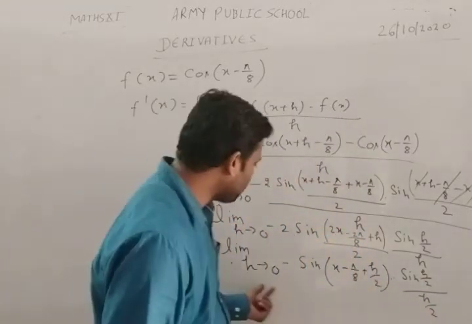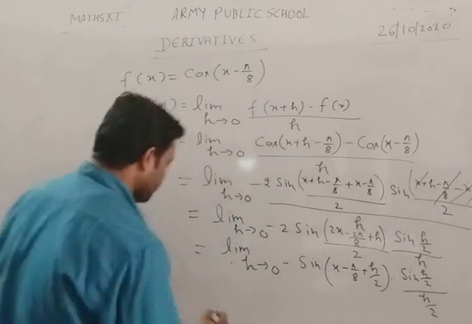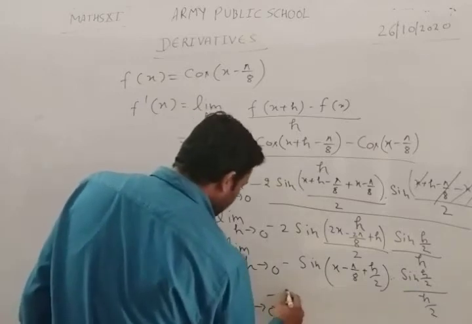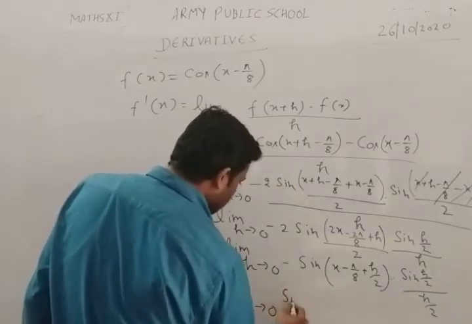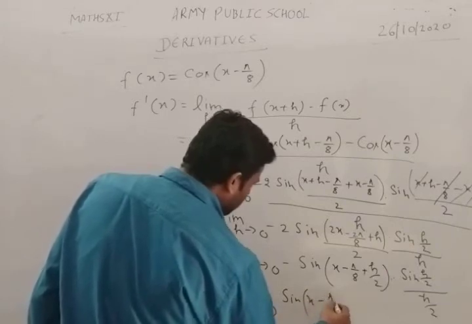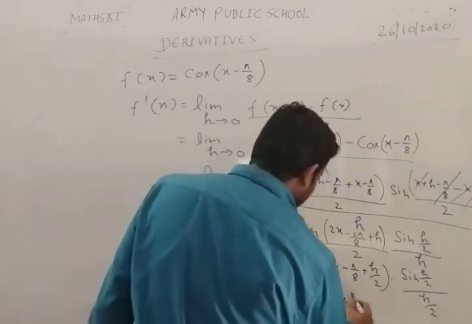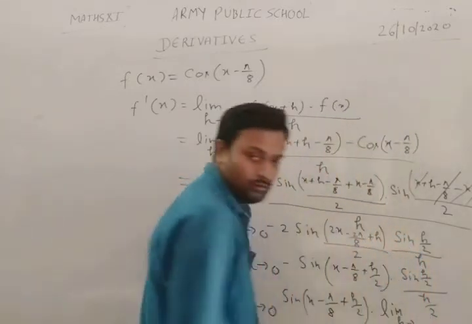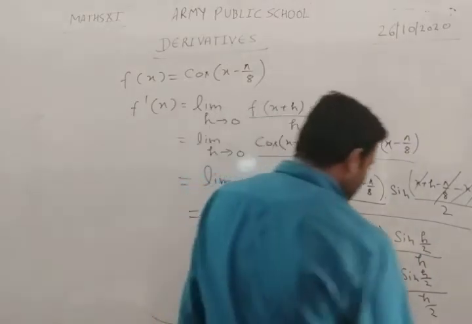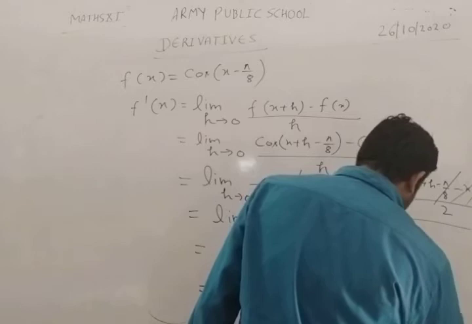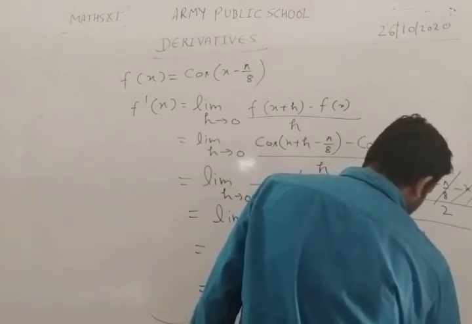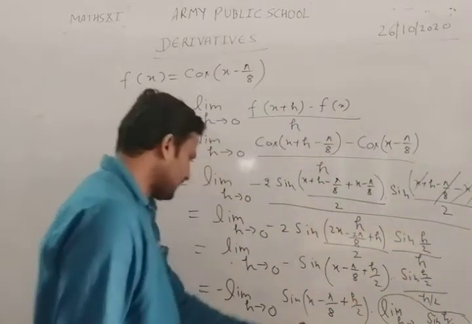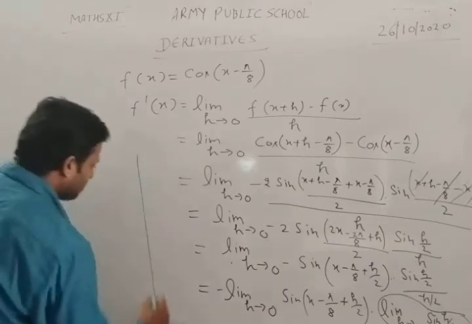Now we will again apply the limit with both functions. So we write limit h tends to 0, minus sine x minus pi by 8 plus h by 2 into limit h tends to 0, and this we can write sine h by 2 divided by h by 2. The value of this will be what? 1, and we put the limit, we get our result.